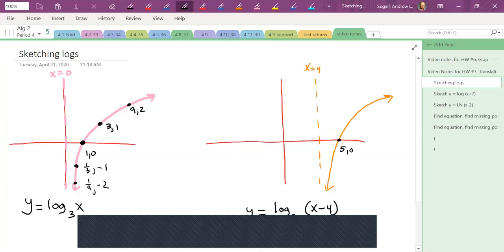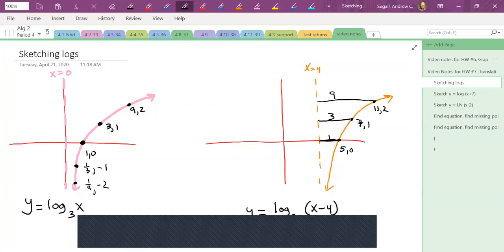It is still a distance of 1 from the asymptote. Let's see. The point (3, 1) has moved 4 units, so that's now at (7, 1). The point at (9, 2) has moved 4 units right. It is now at (13, 2). But if I look back, this x-intercept is 1 unit away. This point at y equals 1 is 3 units away from the asymptote. And this point when y equals 2 is 9 units away from the asymptote. So the log shape is still represented and we can still determine our base.